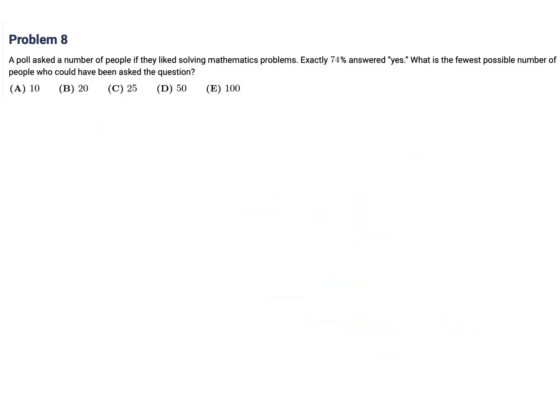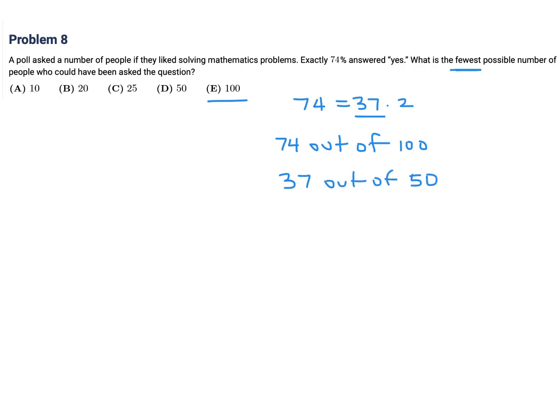A poll asked a number of people if they liked solving math problems. Exactly 74% said yes. What is the fewest possible number of people that could have been asked? Okay, well, 74 out of 100 would be fine. So 100 is an answer choice, but the key here is the word fewest. Okay, well, 74 is what? 37 times 2? And 37 is a prime, right? So that means we can't go anything lower than that. So if you had 37 out of 50 people, that would also be 74%. And I think, therefore, 50 is the smallest number that you can have.